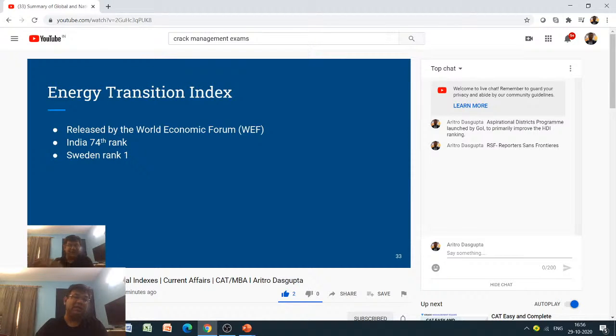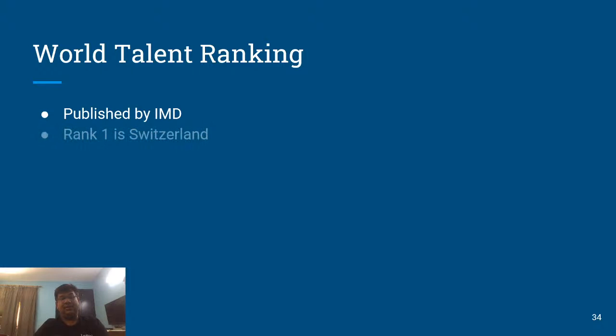They have offices in Geneva, Switzerland, and in Paris, France. Rank 1, I guess no surprise, Switzerland here. India's rank is 59th. Again, not a great score, but not too bad either. As long as you're in the early double figures, it is pretty decent, I believe.